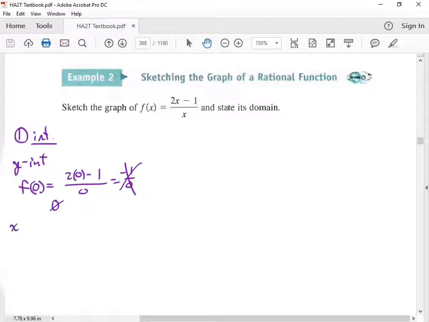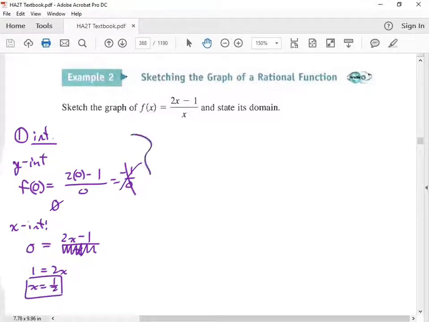Let's check for our x-intercepts. Most of these you could probably do in your head. You don't have to write all this stuff out. To do that, we set the whole thing equal to 0, so we have (2x minus 1) over x. But remember, earlier I said it's basically like setting the numerator equal to 0 because your denominator will go away anyway. If I solve this, I get 1 equals 2x, and then x equals 1 over 2, so it's 1/2. All right, so we got an x-intercept.